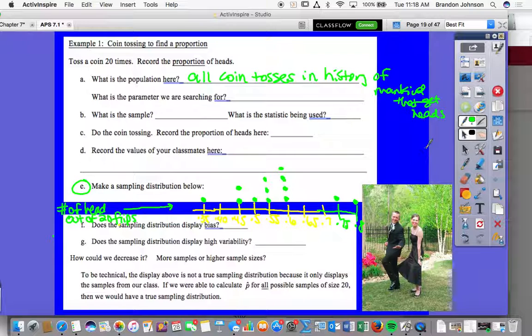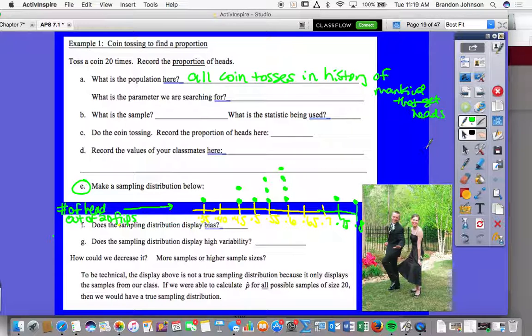So as we go through this, do you see how this would be an impossible population to find, right? You'd have to go to every person in mankind. Yes. What is the parameter that we're searching for? Or what is the mu that we're searching for? Or really, what is the true proportion that we're searching for?